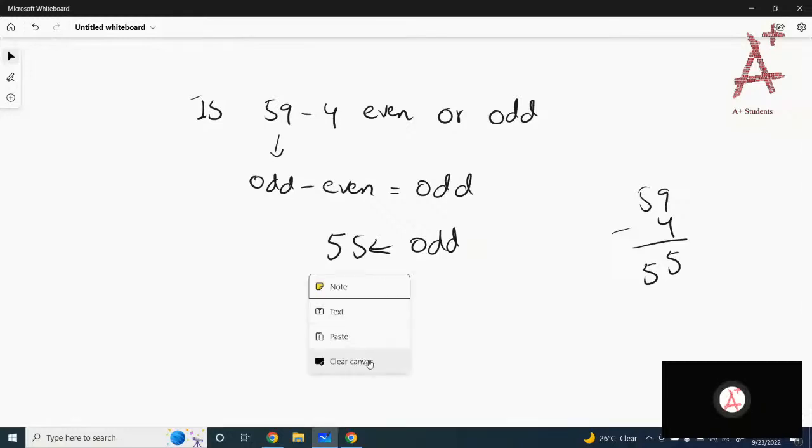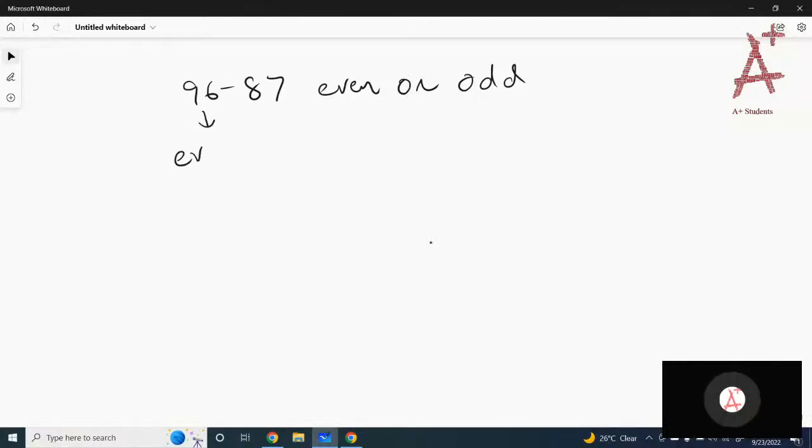Okay, let's do another example. The next one is 96 minus 87, even or odd? So what about 96? Is it even or odd? It is even. Good. You can check from the ones digit. If the ones digit is 0, 2, 4, 6, or 8, that means they are even numbers. So 96 is an even number and 87 is an odd number. So you're subtracting odd out of even. So the answer must be odd.